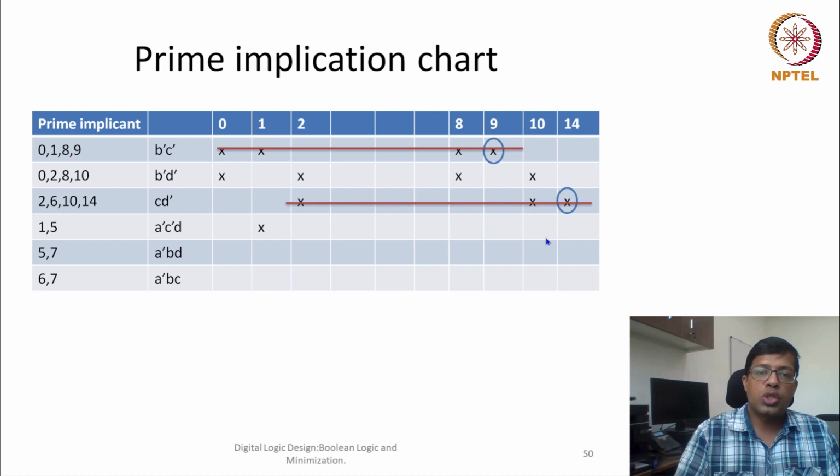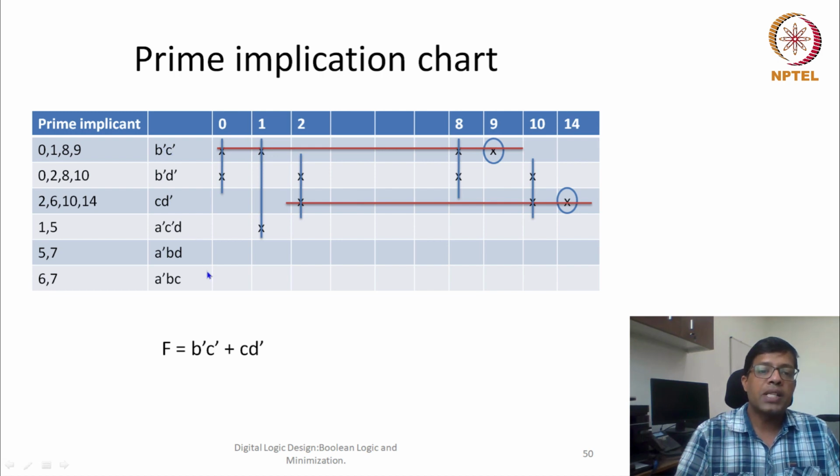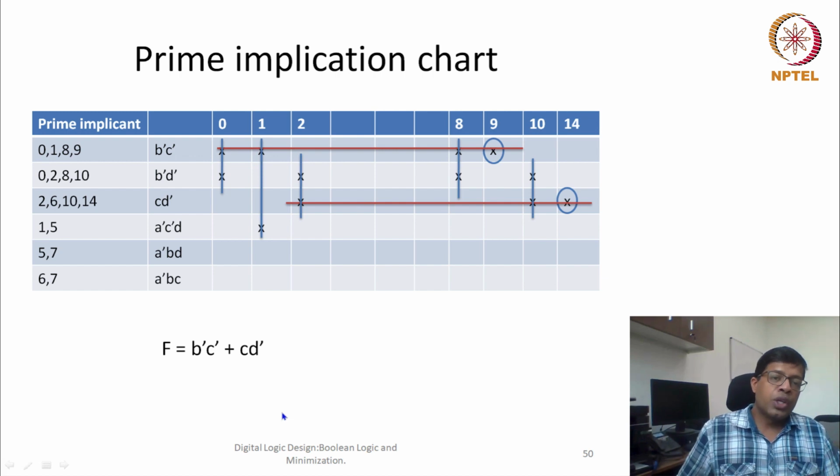So we can choose those prime implicants as essential prime implicants. After choosing them, we can remove the min terms which have been covered by these two prime implicants. After removing all these, we see that essentially all the min terms have already been covered. So this will become the final solution. The final solution would be these two essential prime implicants and the product terms corresponding to them, that means B dash C dash plus C D dash. So this is the final solution.